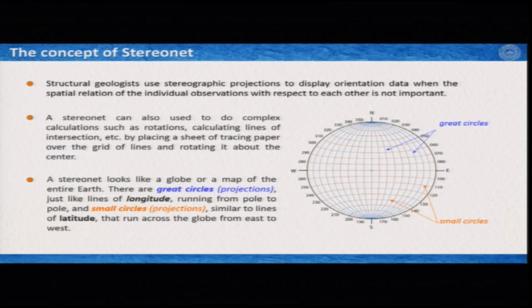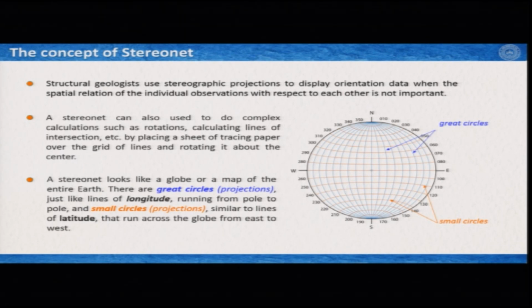So, in structural geology we use stereographic projections mostly to plot or display orientation data. We have learnt about different orientation data, about planar features, about linear features, and so on. What is most important is that you can collect data from the field, and then you can gather it in a single place and plot it in the Stereonet. In addition to that, a Stereonet can also be used to do complex calculations such as rotations, calculating lines of intersection, etc. We will learn all of these.